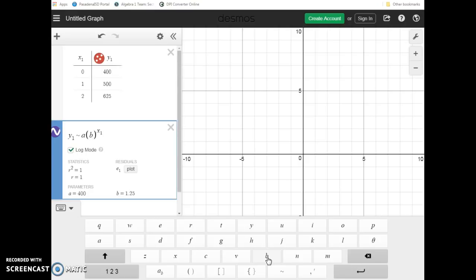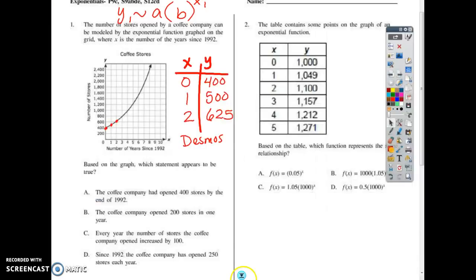Okay, so my equation is 400, and in parentheses I have 1.25 to the power of x. So let's write that as our equation. It's y equals 400 times 1.25 to the power of x. What does the 400 mean? That's what you started with, and it showed you right here on the graph that it started at 400. Okay? What does the 1.25 mean?